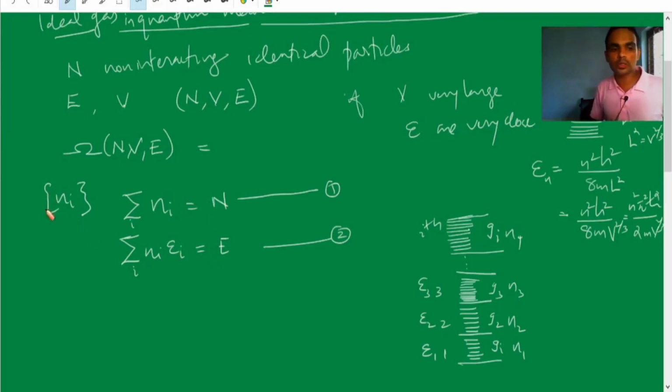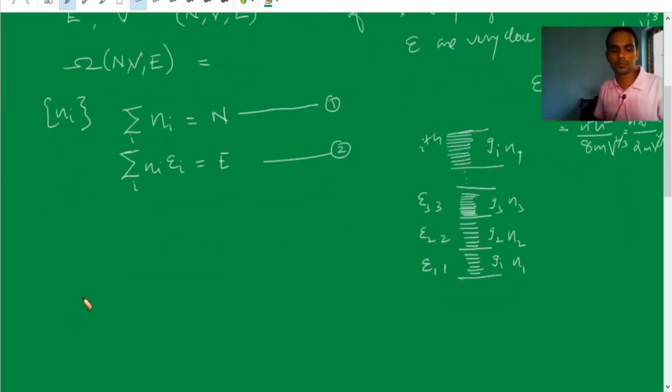So many distribution sets can occur. Now, omega of NVE is found like this.